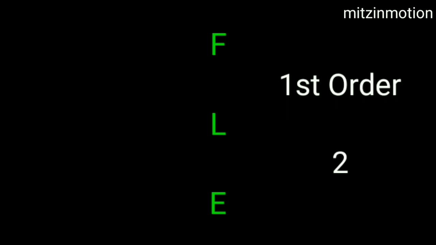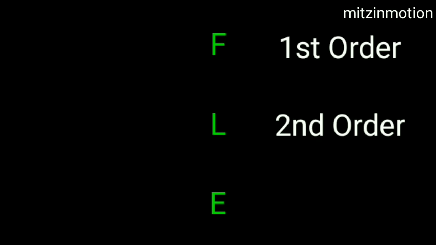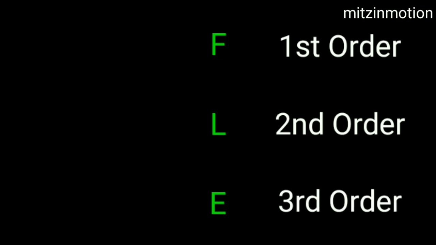Now, how to remember all these orders of lever: first order, second order, third order? There is a small tip, or a small trick, for you to remember them. Just remember FLE. In first order lever, F comes in the middle. In second order lever, L comes in the middle, and in third order lever, E comes in the middle. So this is the better way to remember the orders of lever.